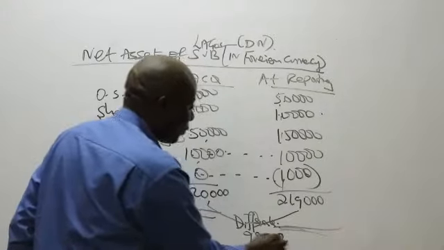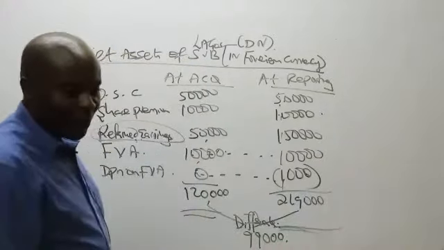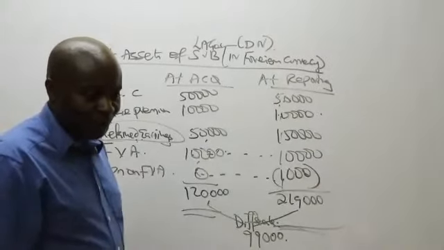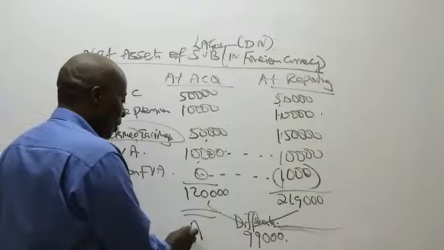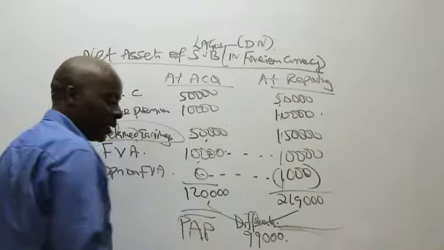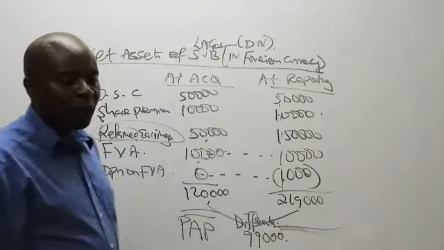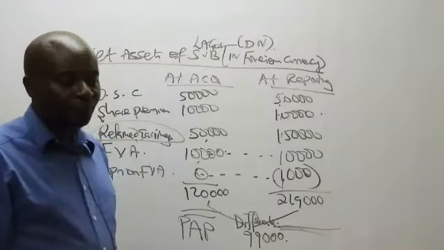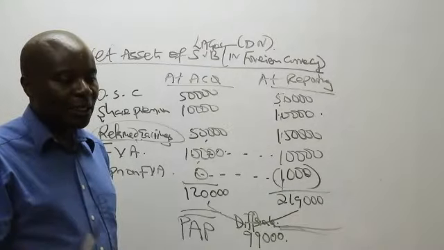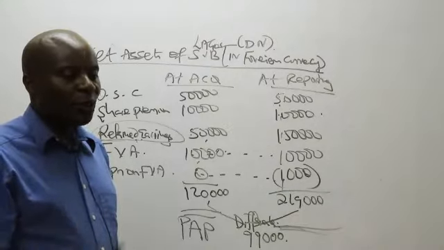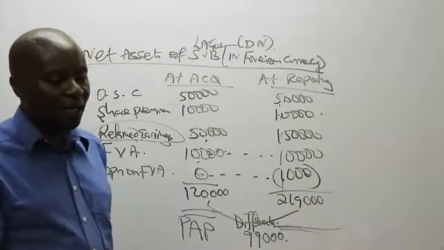What name do we give to the difference between these two? It's POP. Thank you very much, Robert. This is POP. And what do we normally do to the POP? We share it. We split it between the parent and the NCI.